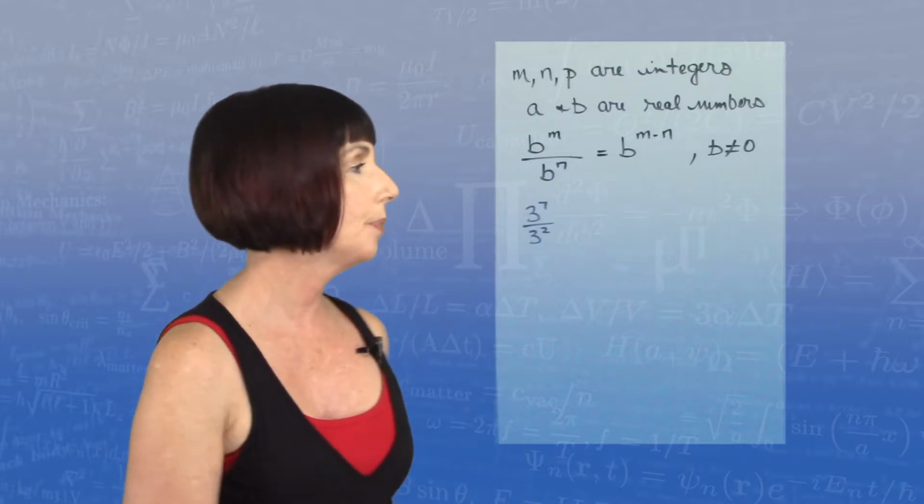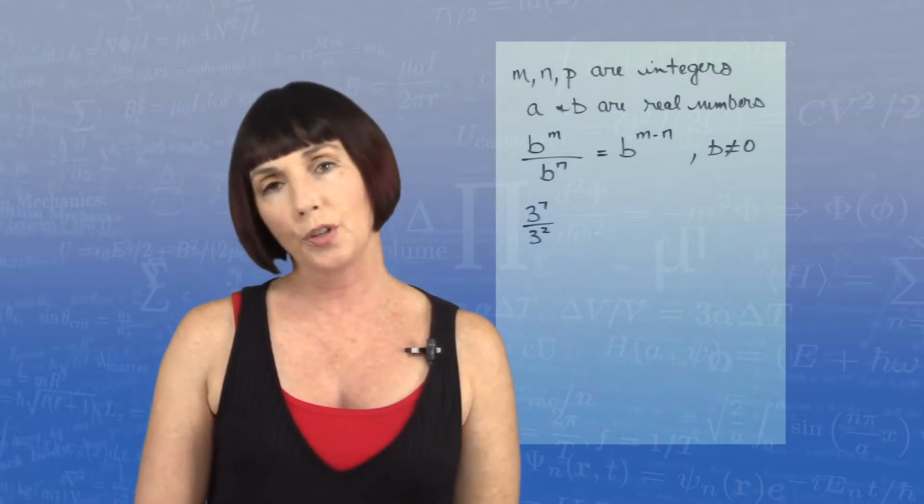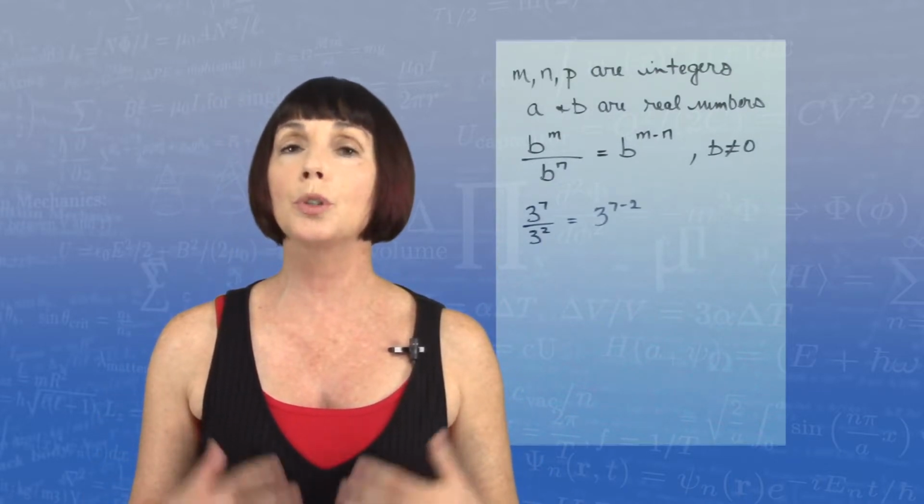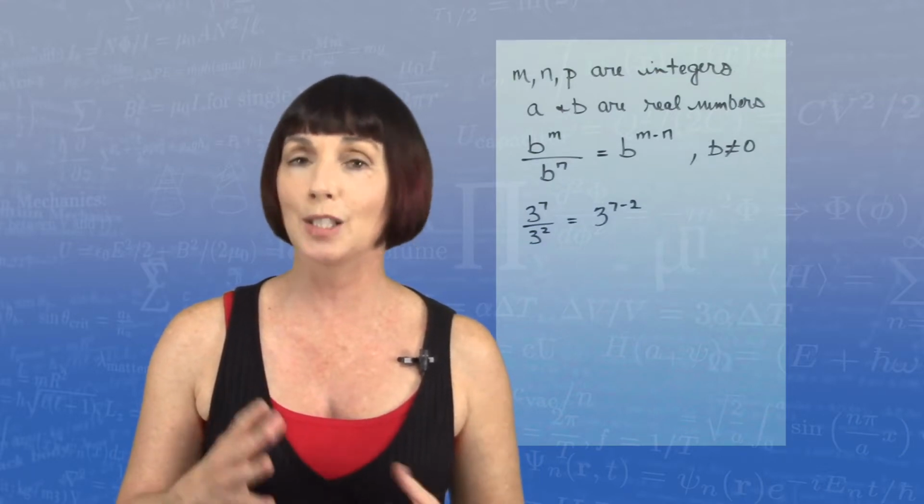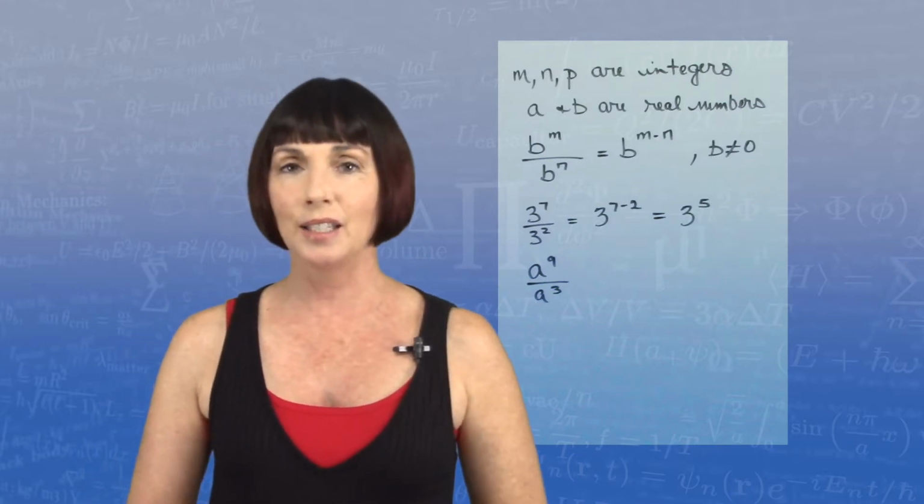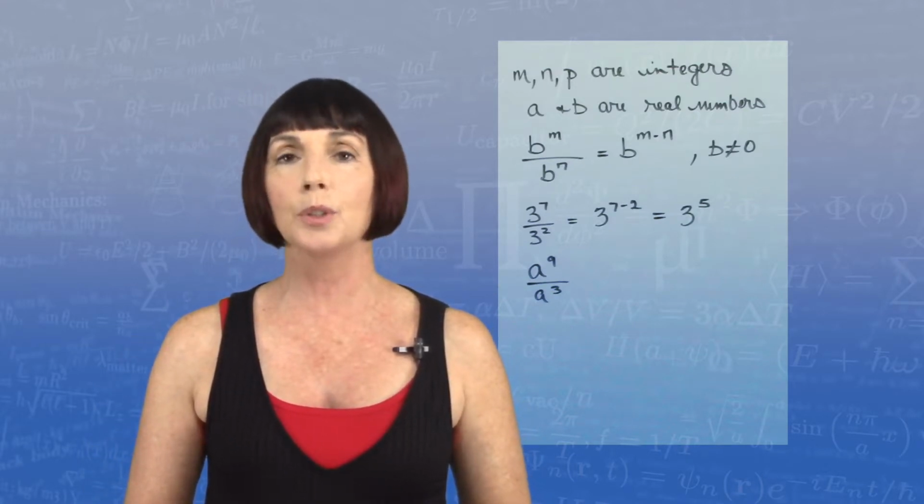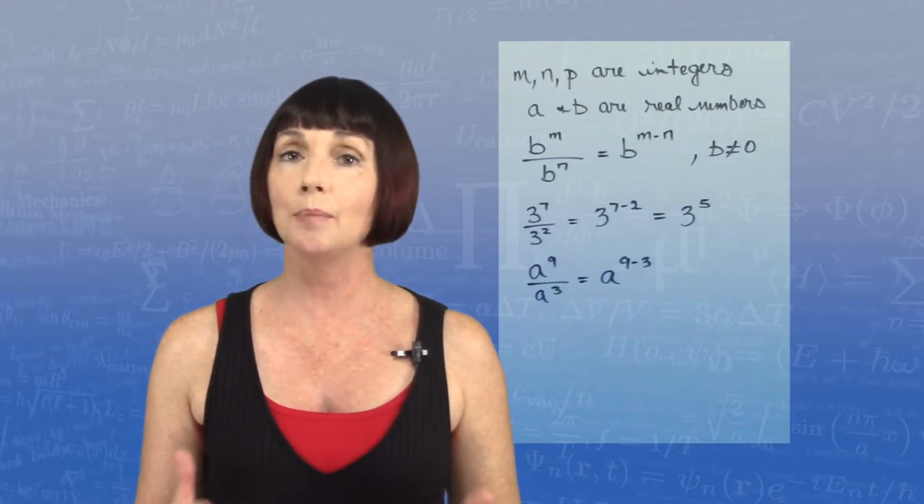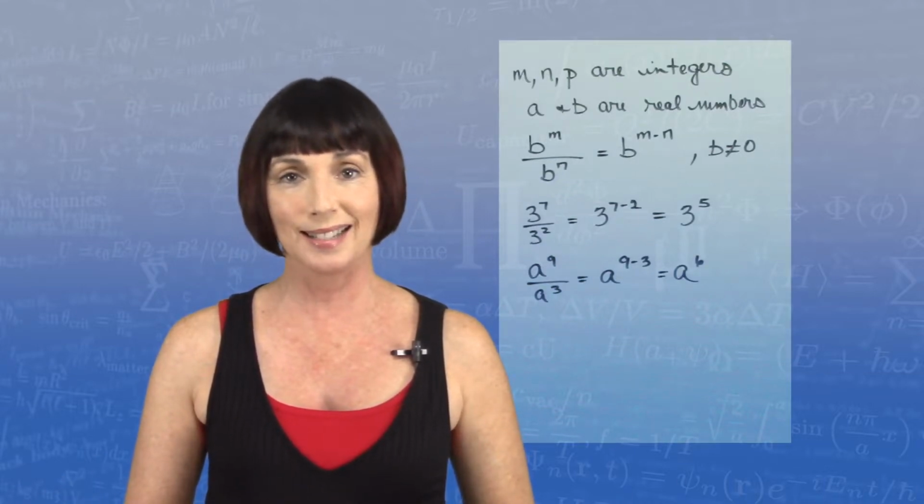So for example, 3 to the power of 7 over 3 to the power of 2 is equal to 3 to the power of 7 minus 2, or 3 to the power of 5. a to the power of 9 over a to the power of 3 is equal to a to the power of 9 minus 3, or a to the power of 6.